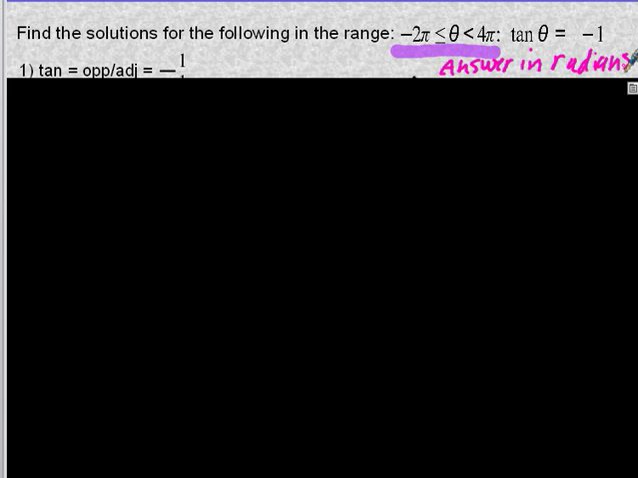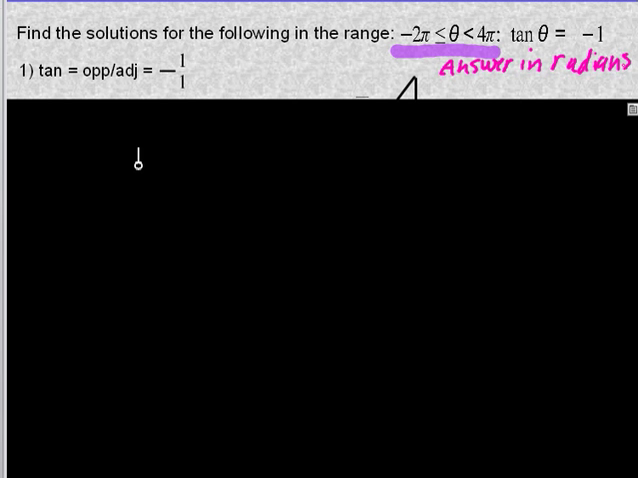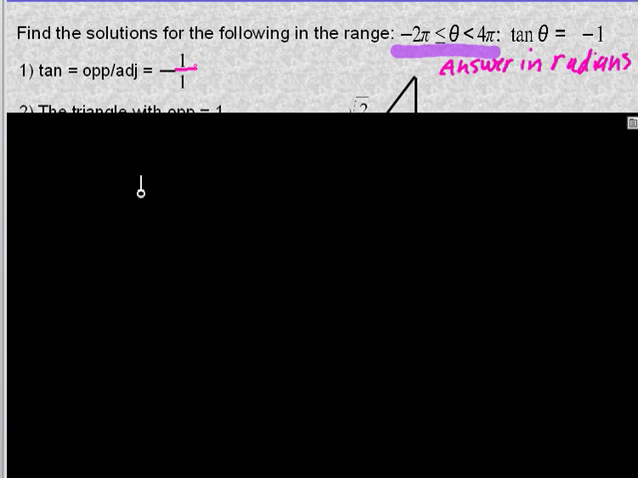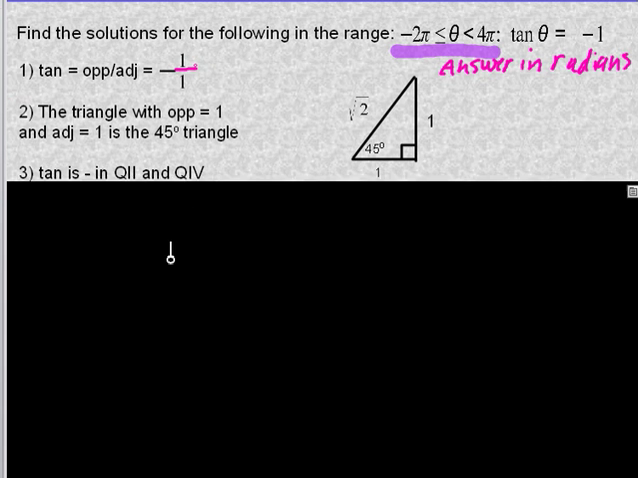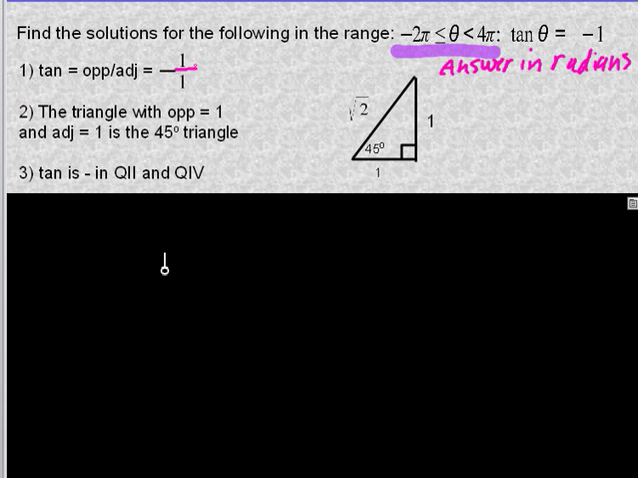Tangent of theta is negative 1. Remember, when you have a whole number as your ratio, you're just going to put that whole number divided by 1. So we have an opposite and adjacent of 1 and 1, and that's going to be a 45-degree triangle.